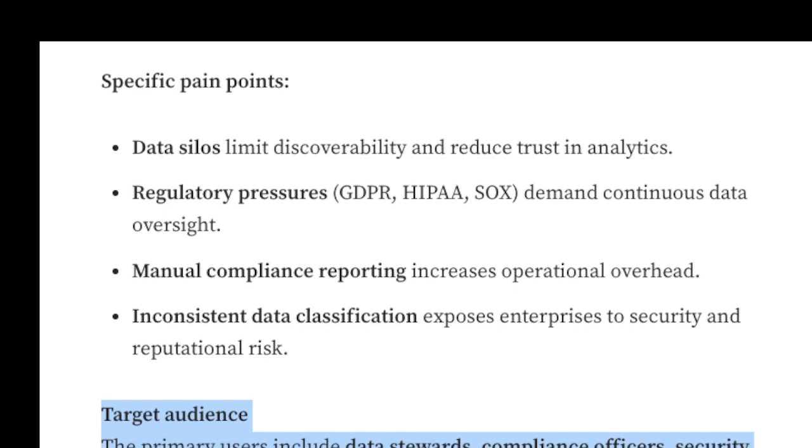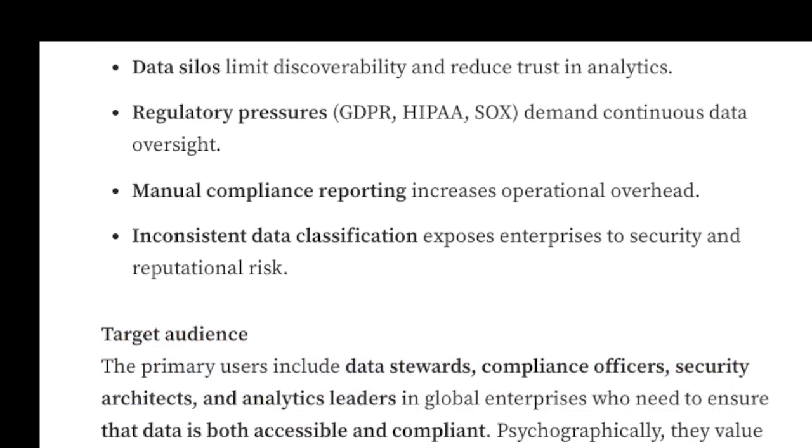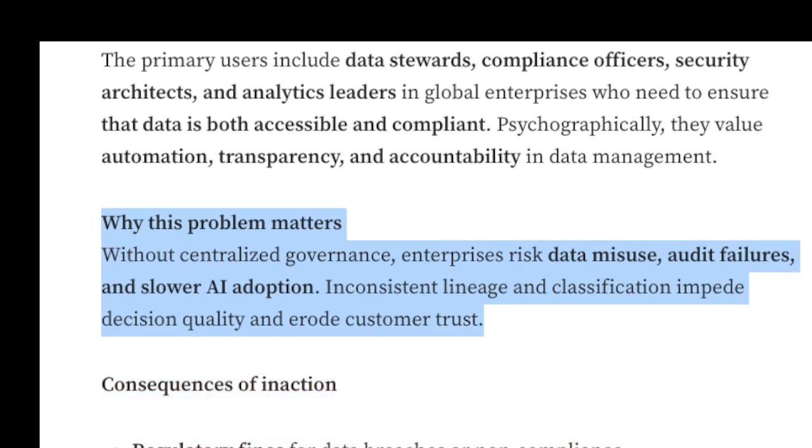So why does this problem actually matter? If it's for some specific set of users, a small chunk of users, why is this a problem?